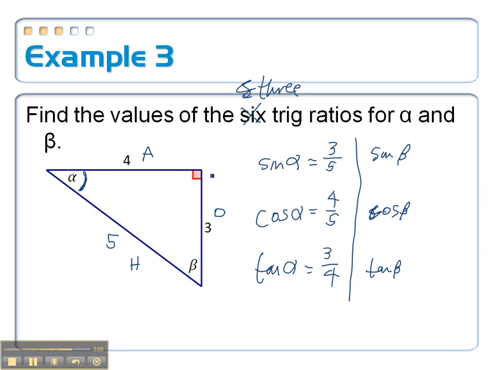Okay, so now let's switch angles to the sine, cosine, and tangent of beta. The only thing that switches whenever I switch instead to angle B, the beta, now the 4 is the opposite side and the 3 is the adjacent side.